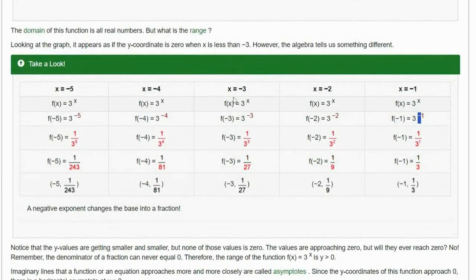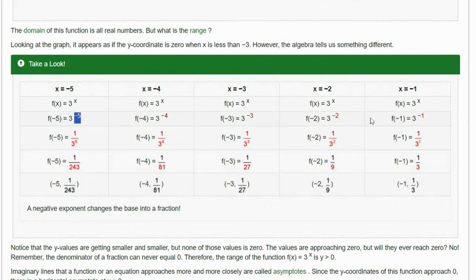And as we continue on down to x equals negative 5, 3 to the negative 5th power, we rewrite as 1 over 3 to the fifth. So it's 1 over 243. That's what 3 to the fifth is. And while 1 over 243 is a very small number, it's not zero.